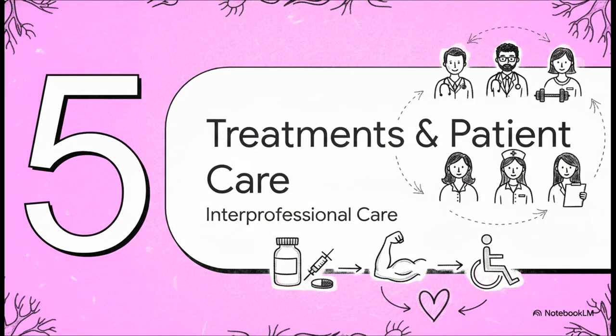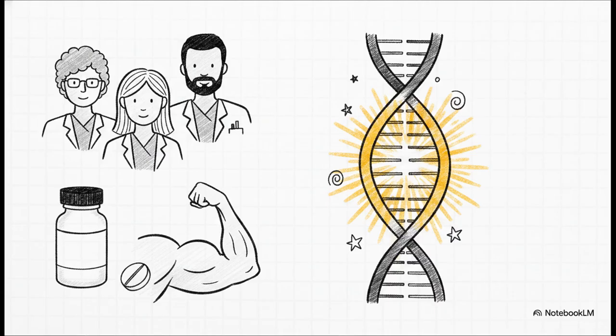Finally, Section 5, Treatments and Patient Care. Let's map out how our interprofessional team manages all of this. As it stands right now, there is unfortunately no cure. So care relies heavily on an interprofessional approach focused on intense symptom management. We use corticosteroid therapy, specifically prednisone, to help maintain their muscle strength for as long as possible.